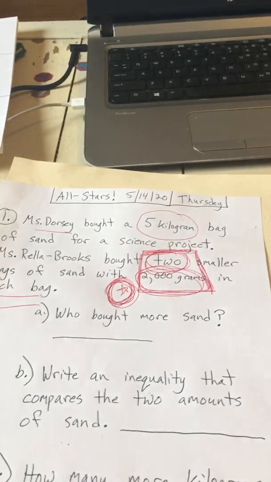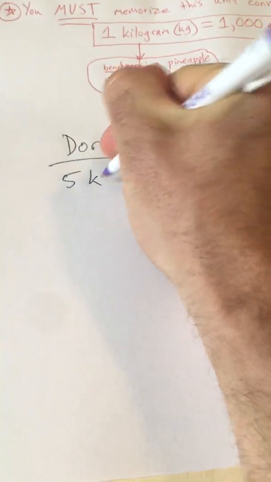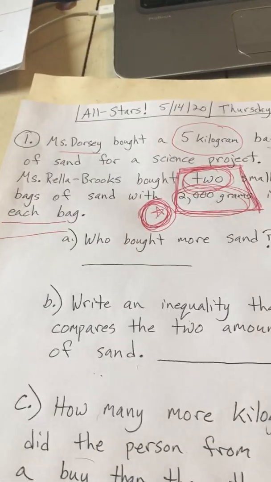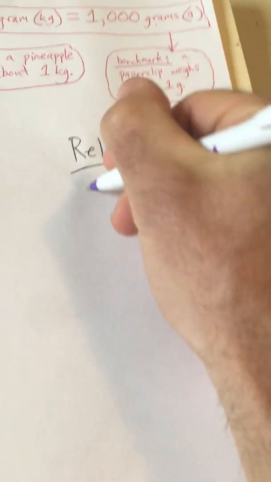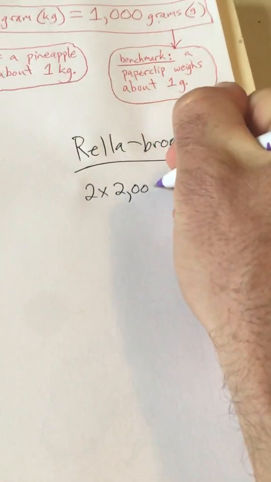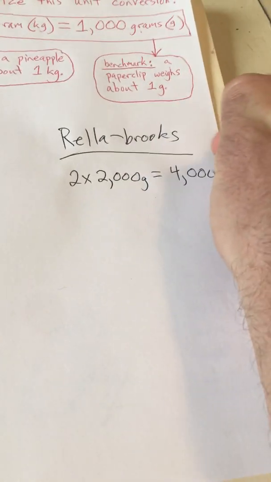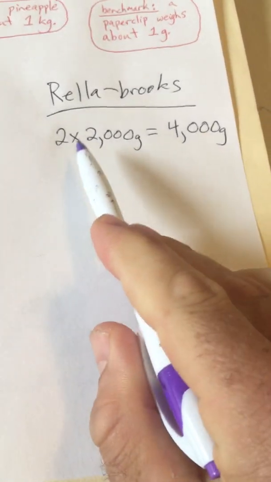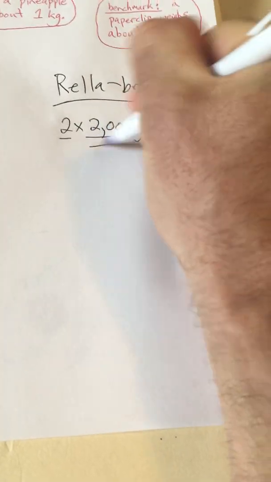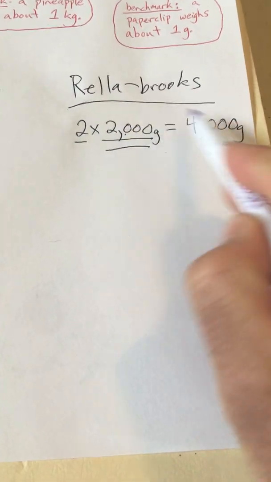Okay, so now I'm going to make a little bit of a list here. Dorsey and Rella Brooks. Let's see what the problem says about those 2 teachers. It says that Miss Dorsey bought 5 kilograms. Miss Rella Brooks bought 2 smaller bags with 2,000 grams in each one. So she actually bought 2 times 2,000 grams, which is 4,000 grams. Okay, so she bought 2 bags, and there were 2,000 grams in each one. So 2 times 2,000 is 4,000.